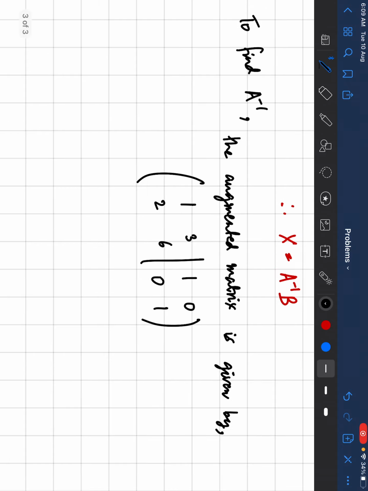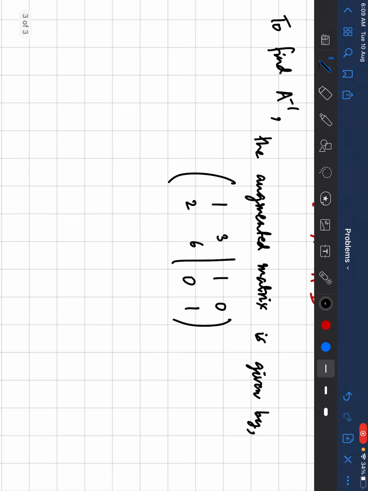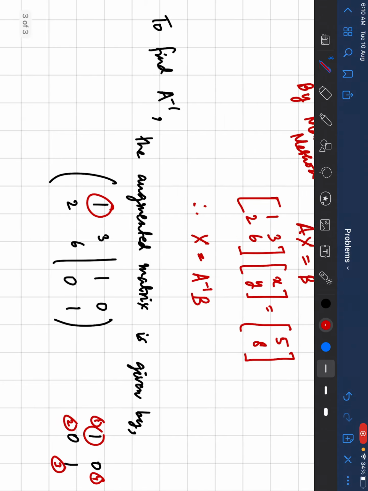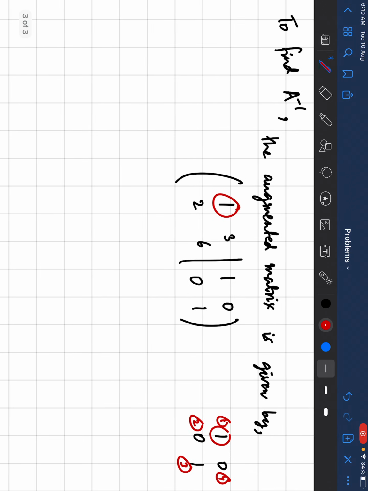I told you by elementary row operations we have to transform this 1, 3, 2, 6 into 1, 0, 0, 1. So if I look at here, this is my first, this is my second, this is my third, this is my fourth. This way I will go. My first is 1 and it's already 1, so we don't need to do the first one. It's good that my work is reduced. Now after the first one we'll check the second one. The second one should be 0, but here this is 2.